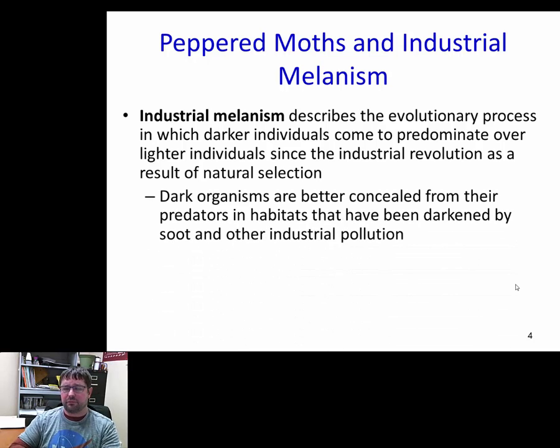Because dark organisms can better conceal themselves on darkened, soot-ridden buildings and trees and bushes and things like that, you start to see dark organisms show up more often. It wasn't just moths, it was lizards and all kinds of things. You start to see them show up more often. The dark variety survived, and the lighter variety was consumed by predators.